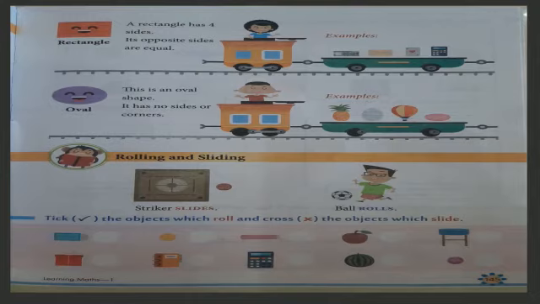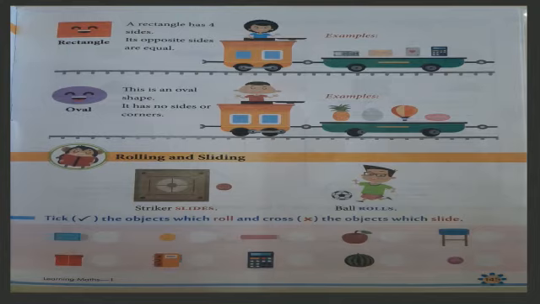Okay, very good. So let's do the exercise now. The question is, take the object which roll and cross the objects which slide. What we have to do here? Here we have to tick the objects that roll and cross the objects that are sliding.